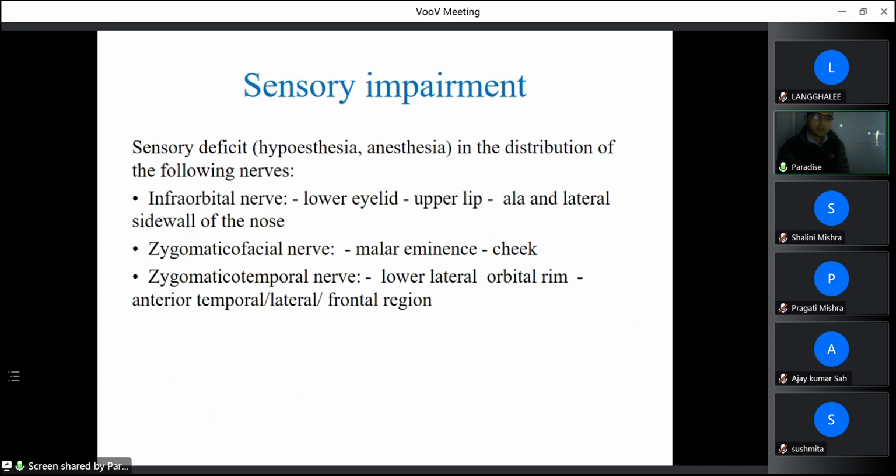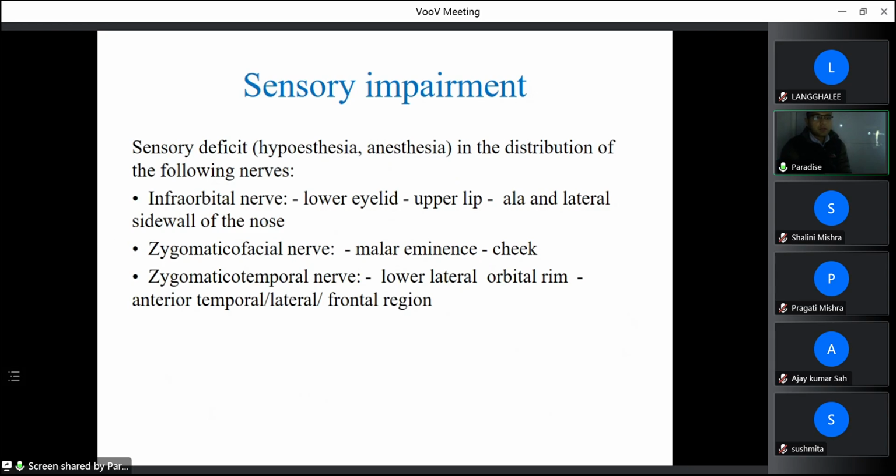Sensory impairment or sensory deficit, that is hypoesthesia or anesthesia, occurs in the distribution of the following nerves, like the infraorbital nerve, whose terminal branches supply the lower eyelid, upper lip, ala, and lateral side of the wall of the nose. As the infraorbital nerve exits through the infraorbital foramen, it gives 3 terminal branches. The superior labial branch supplies the upper lip, so there will be paresthesia or anesthesia of the upper lip. One branch supplies the lateral wall of the nose, so it will lead to anesthesia or hypoesthesia of the ala or lateral wall of the nose. The third branch supplies the lower eyelid, so it will lead to paresthesia or anesthesia in the lower eyelid as well.